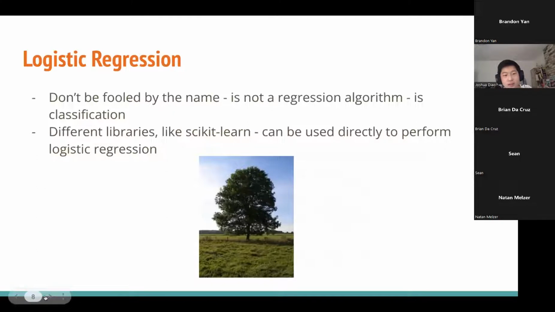All right, sounds good. So let's get back to logistic regression. Where did we leave off? Yeah, these different libraries and packages can be used directly to perform logistic regression. So you won't actually have to implement logistic regression. You'll just be calling some method.